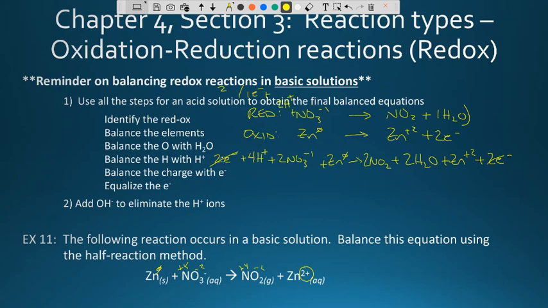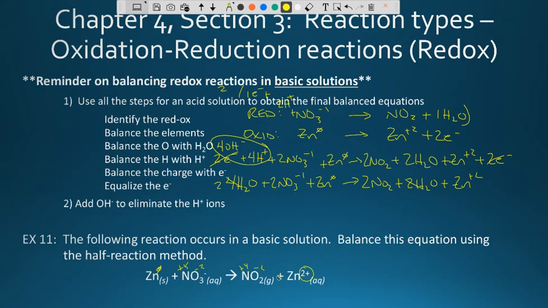So I have 4 hydrogen ions, so I'm going to add 4 hydroxides. Okay, I can do that right where I had this. So what does that give me? That gives me 4 waters. Okay, I have 4 waters now. I have 2 nitrates. I have a zinc. Let me get rid of that so it's a little bit neater. I'm going to get 2 nitrogen dioxides, 2 waters and my zinc ion. Notice on this side I have 2 waters. I have 2 waters. Okay.